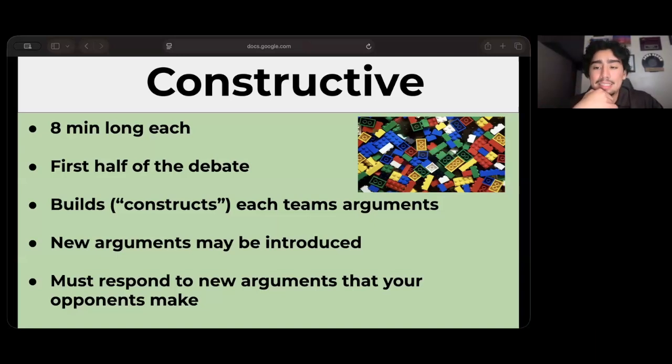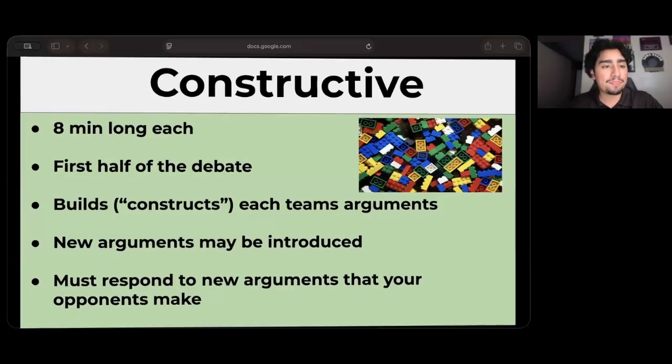In these constructive speeches, new arguments may be introduced. This just means that you are allowed to set the stage, you are allowed to introduce evidence, you're allowed to introduce new information to continue building your arguments in the debate. The constructive speech also has to respond to new arguments that your opponents make. This is just something that's given within every single speech, aside from the first affirmative constructive. Obviously, that is the speech that starts everything, so there's nothing to respond to yet. But after that, your constructive speech, rebuttals, everything should be a response to what your opponents are arguing as well.